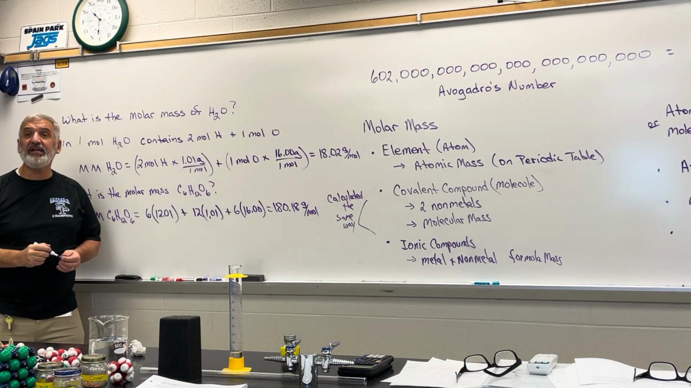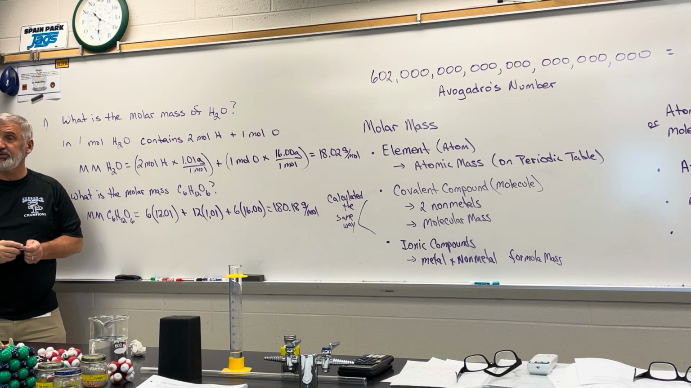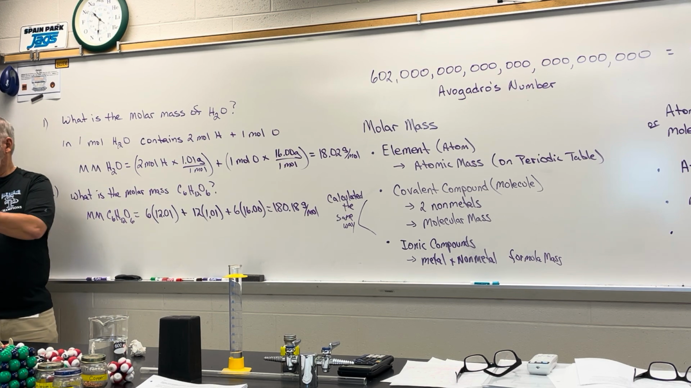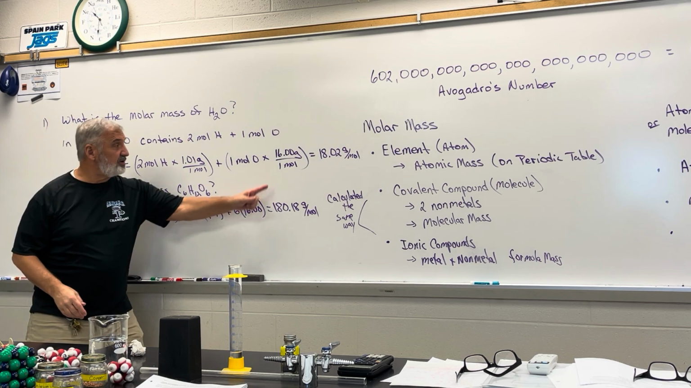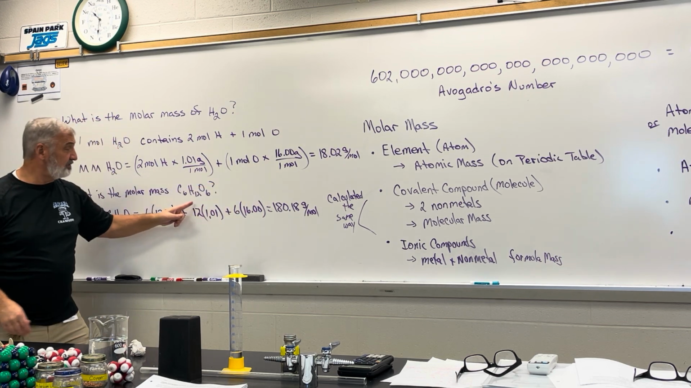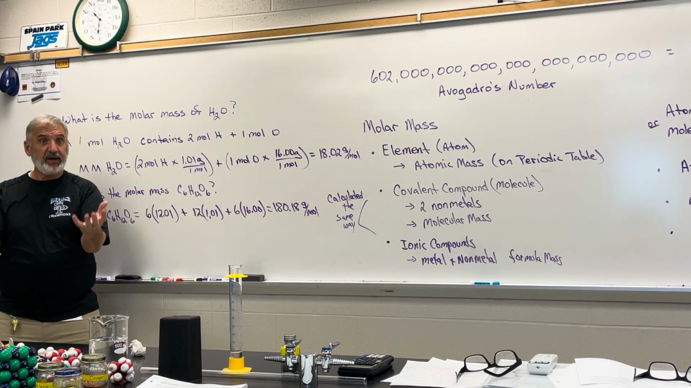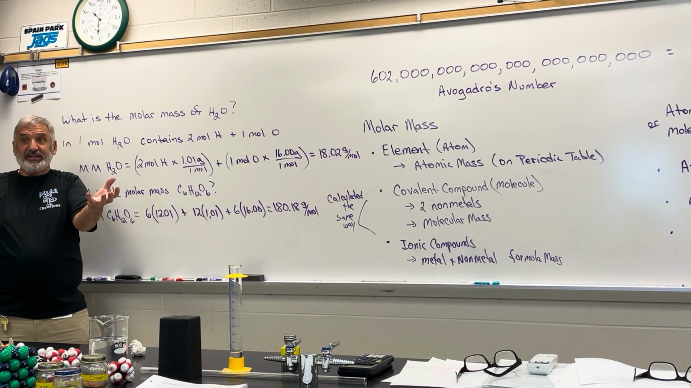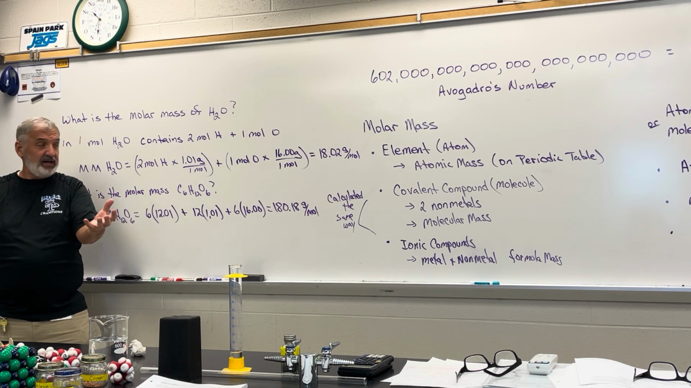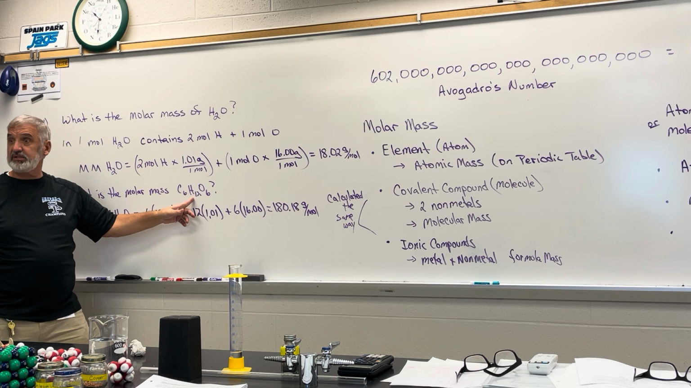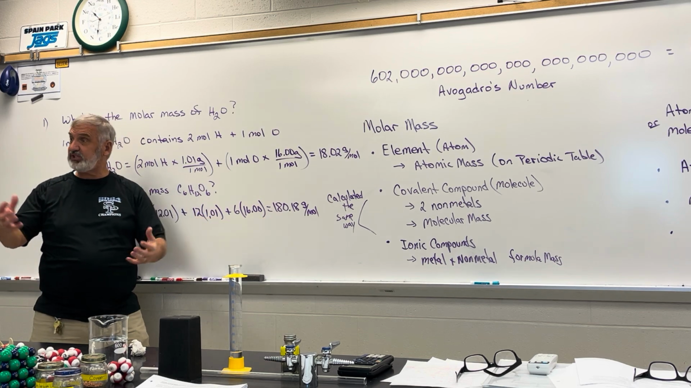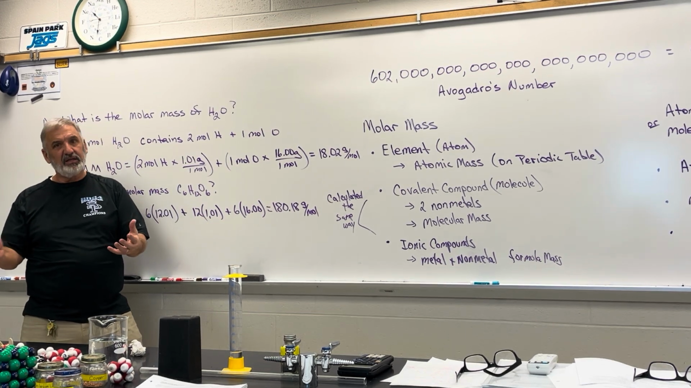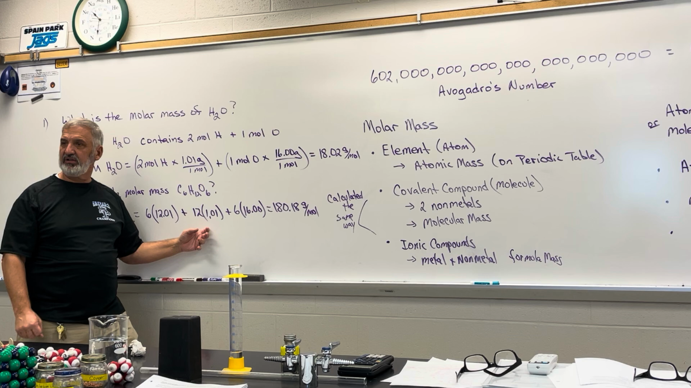So if I have 180 grams of glucose, how many molecules do I have? 602 sextillion. I have the same number of molecules as water, but this is a much bigger molecule, right? So if I compare my piles of molecules, even though we got the same number of molecules in each pile, this pile is going to weigh more because it's a much bigger molecule. So this gives me a relationship between the weight and how many molecules there are.